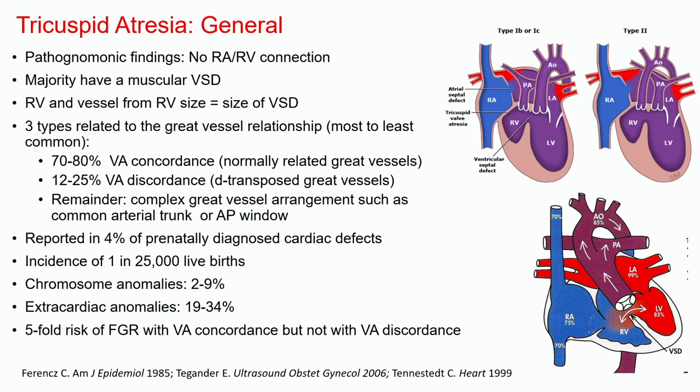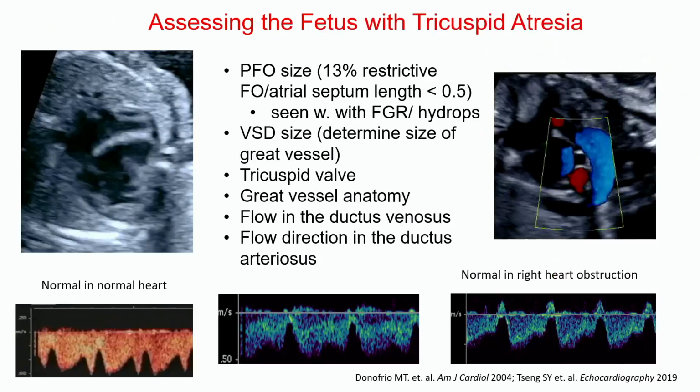Tricuspid atresia is reported in about 4% of prenatally diagnosed cardiac defects. It has an incidence of 1 in 25,000 births. Chromosome anomalies are rare but do occur, and extracardiac anomalies are a little more common but are also fairly unusual. Interestingly, when you have VA concordance and tricuspid atresia, you have a 5-fold increased risk of fetal growth restriction, and that's very important, obviously, when you're deciding when to deliver these babies.